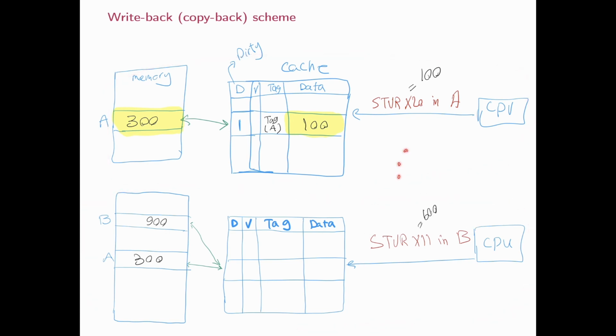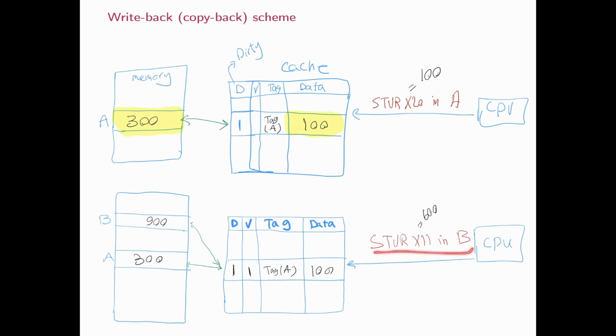Time goes by. After a while, now we have another store instruction. This store instruction is address B, but imagine that address B and address A both have the same index. They are both mapped to the same row. Right now, from before, what we have is data A here and 100 here, and you have the tag of A over there. The dirty bit is 1, and the valid bit is also 1. This is our current state.